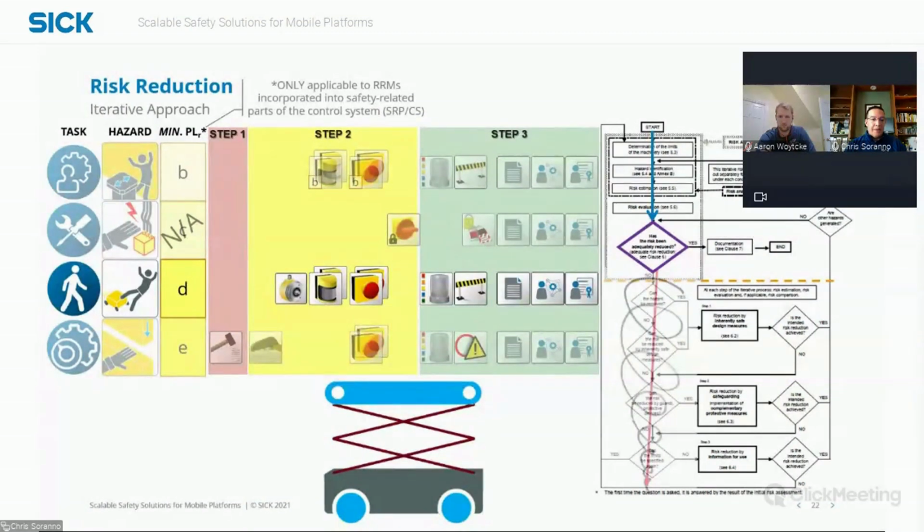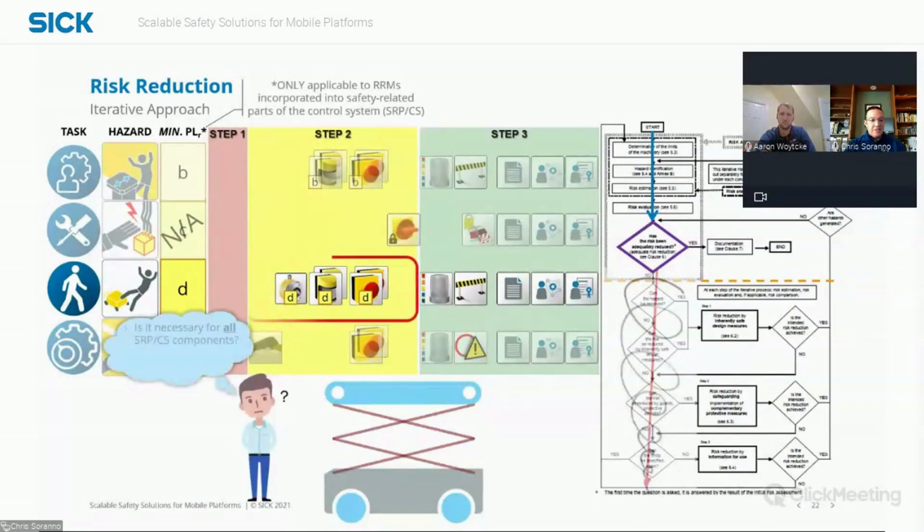We have the passerby being hit by the moving mobile platform. Here, if we were to apply the simplified approach, it says that everything we do in the control system has to meet a performance level D. And this is interesting because this is where we can stop and do a more critical evaluation. Is that really necessary for all the safety-related parts of the control system for each individual safety function? Not only that, but is it practical? And equally as important, is it cost-effective?